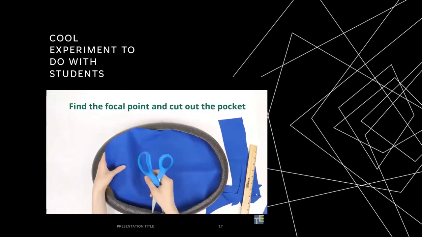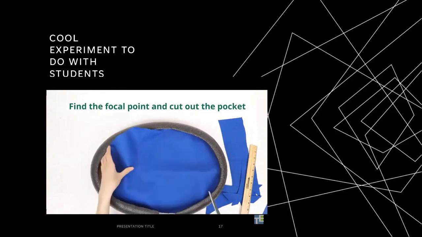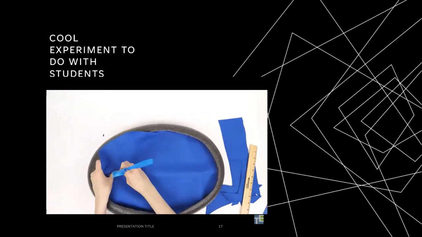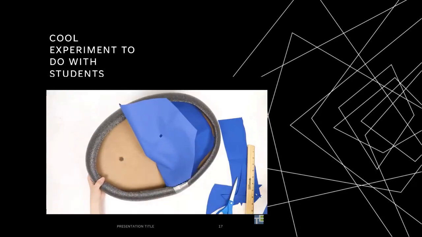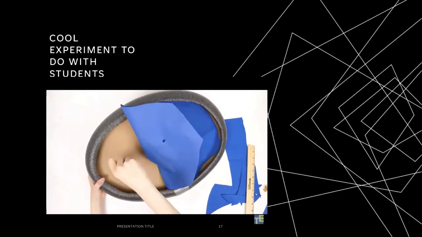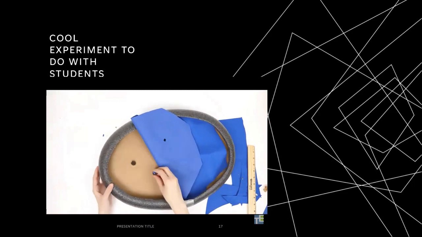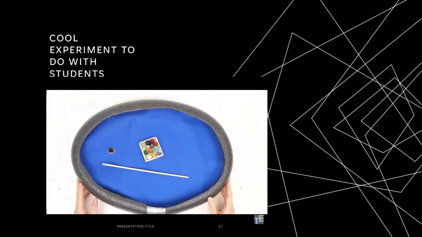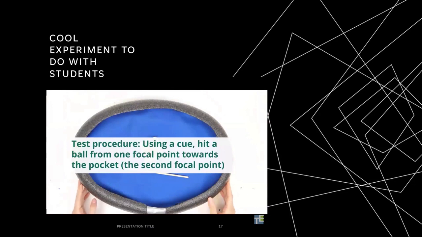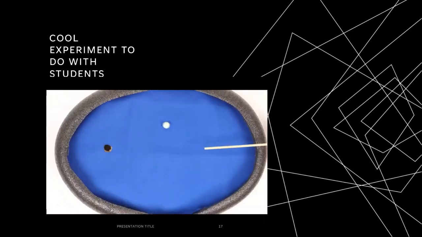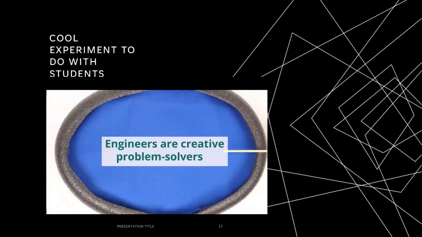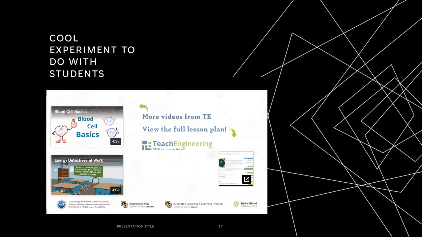They are now cutting a hole in the felt at one of the focal points so that the ball will have a place to go in when they hit it. Make sure that the marble can go through. This would actually be a really cool idea for students in physics, because a lot of physics has to do with action versus reaction. In this case, they are hitting the ball at the focal point, and there it goes into the other focal point.